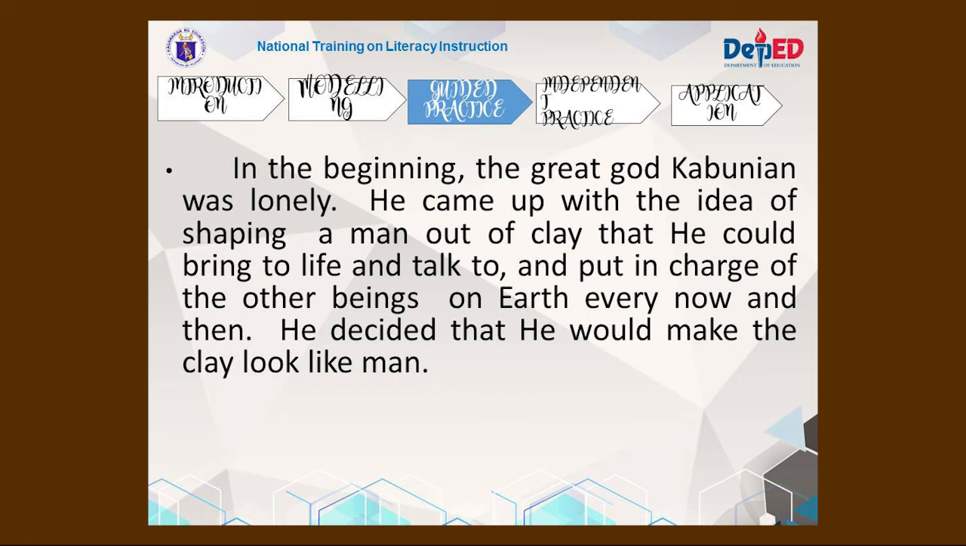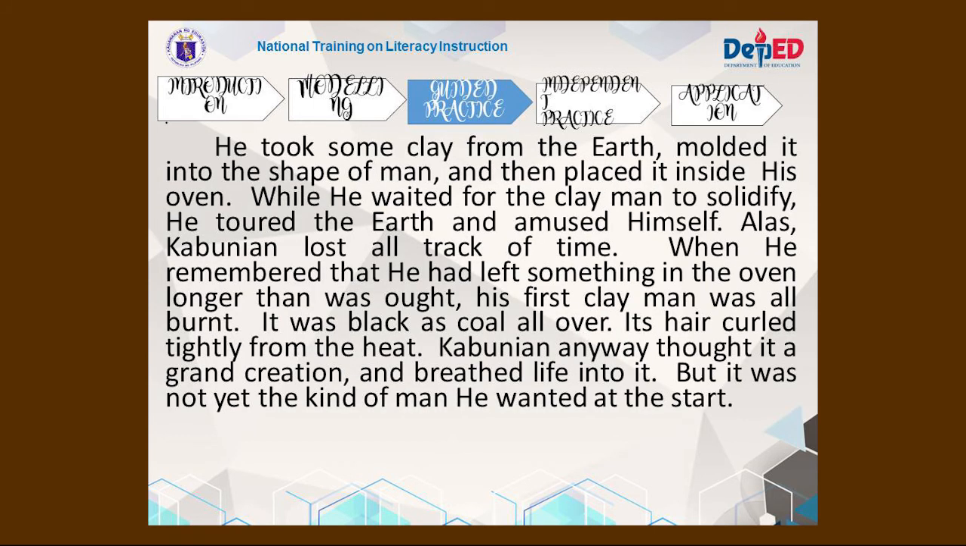In the beginning, the great god Kabunian was lonely. He came up with the idea of shaping a man out of clay that he could bring to life and talk to, and put in charge of the other beings on earth every now and then. He decided that he would make the clay look like man. He took some clay from the earth, molded it into the shape of man, and then placed it inside his oven. While he waited for the clay man to solidify, he threw the earth and amused himself.